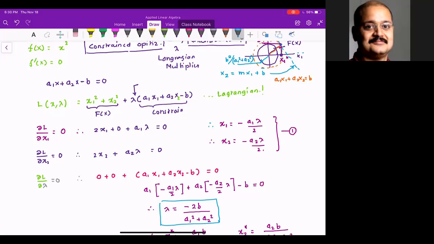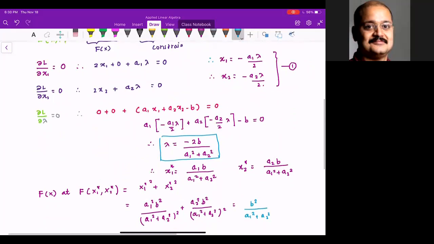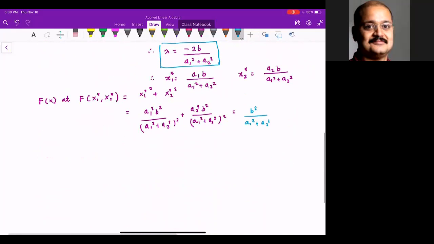So what that means, if you want to find out the relationship, is d by db of b square divided by a1 square plus a2 square is equal to minus lambda. That is the relationship. So to answer your question, the radius of the circle is not equal to the value of lambda. But if you take the derivative of the radius of the circle with respect to the constant parameter b, that gives you negative lambda.